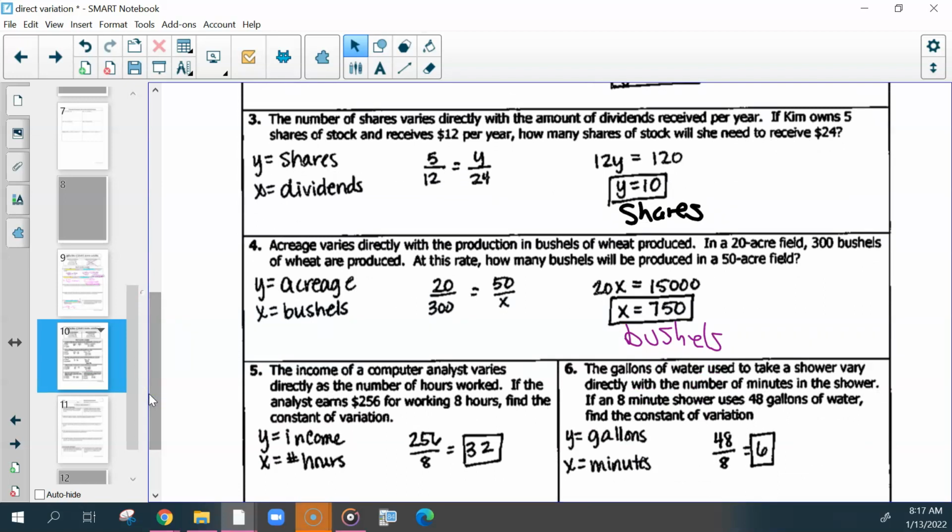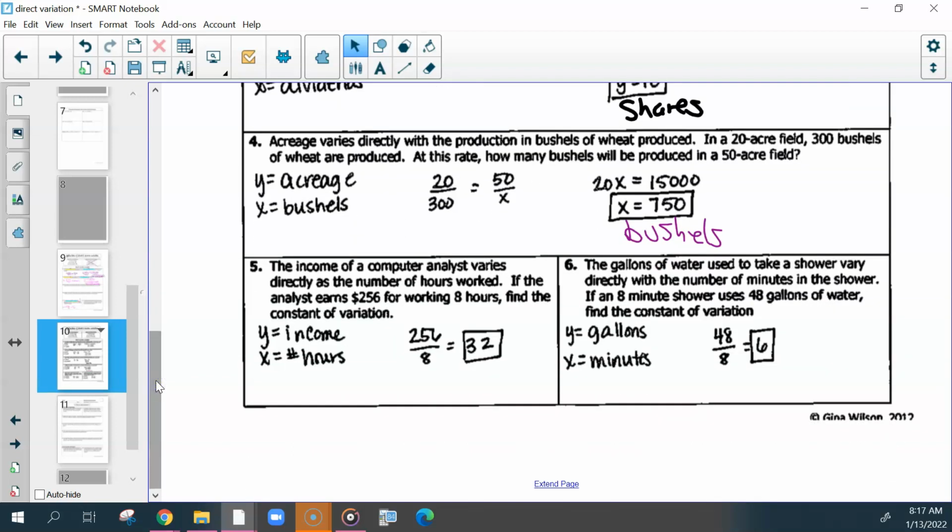For 3, there were 10 shares. 4 was 750 bushels. And 6, K was 6. Questions on any of those 3?